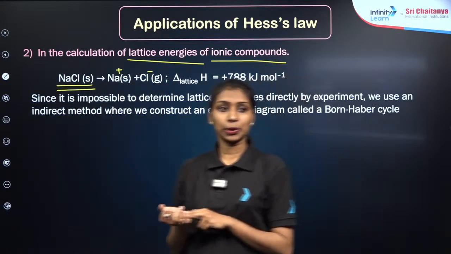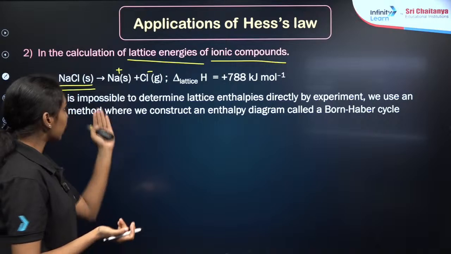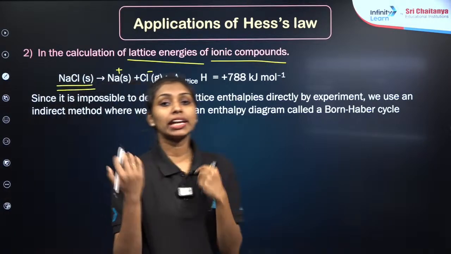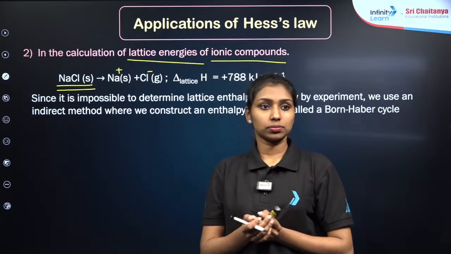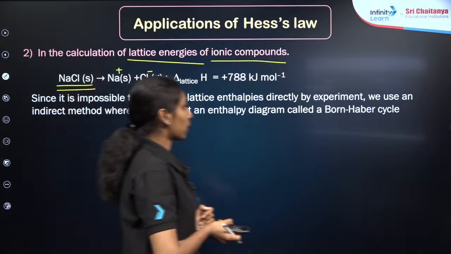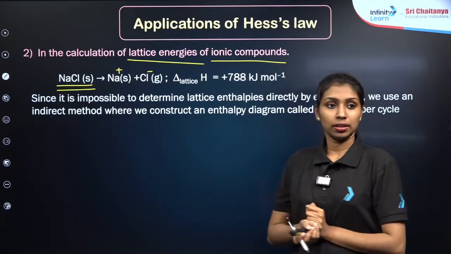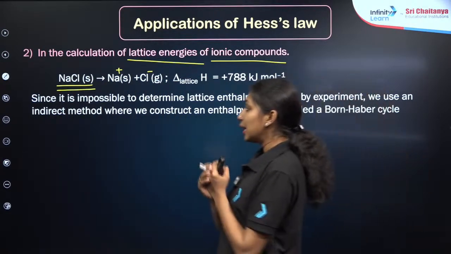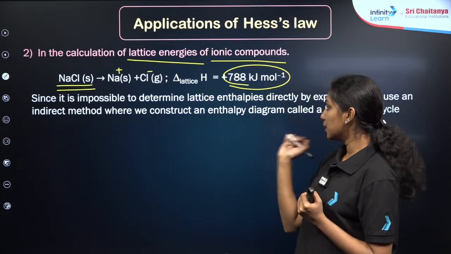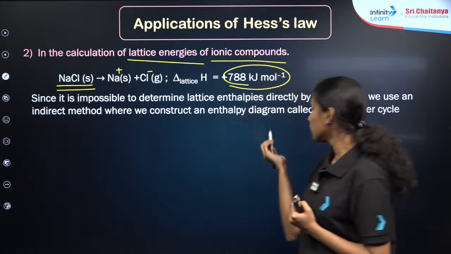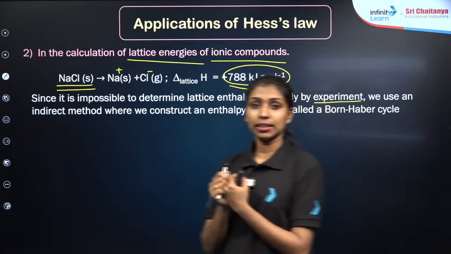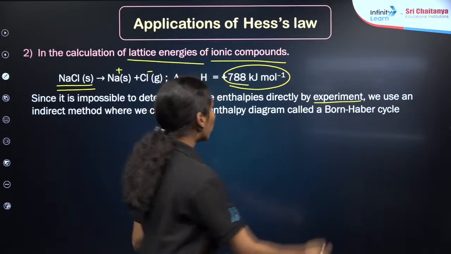Yes, it is the energy released during the formation of the crystal lattice. For example, sodium chloride, NaCl, which is formed from Na plus and Cl minus. Now, we can find this value, but it is not an experimental concept, right? It is very difficult to determine the lattice enthalpies of some ionic compounds by direct experiment. So, we are using another indirect method by using a diagram known as the Born-Haber cycle.